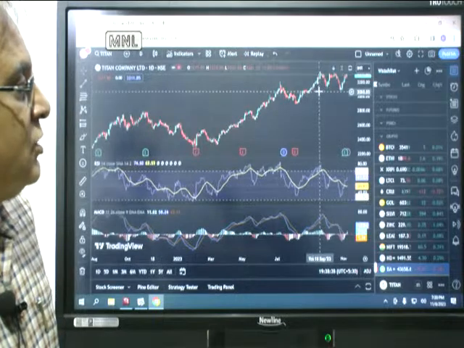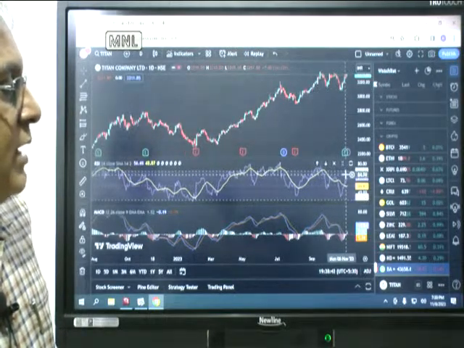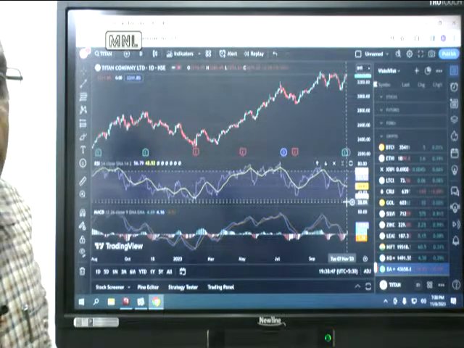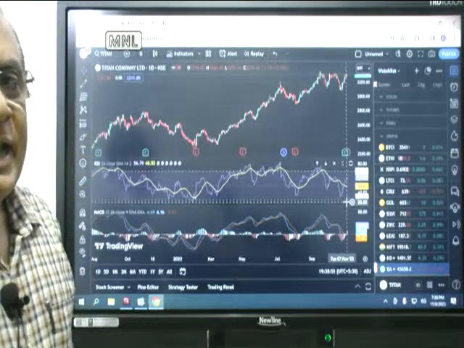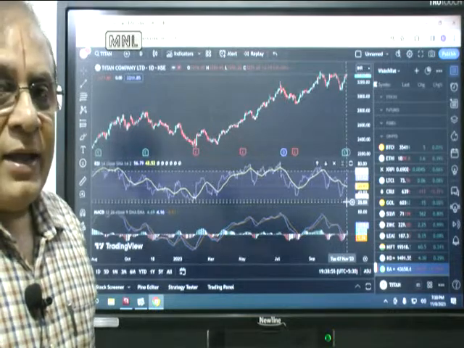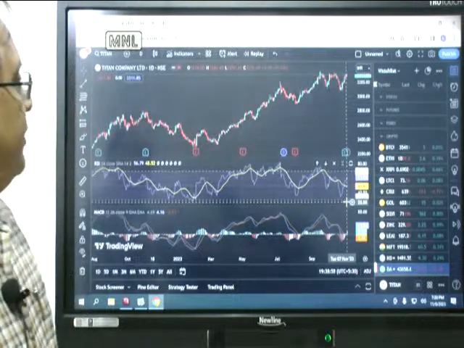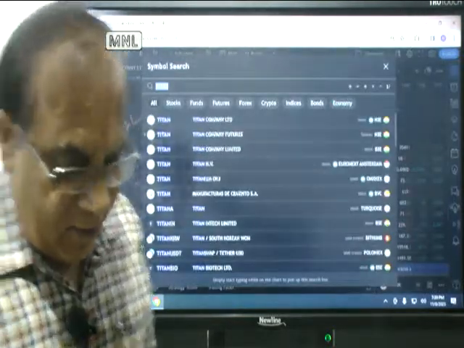Once it starts to clear this 3350, look for the divergence either in RSI or in the daily chart. There we probably need to be quite careful and look towards making some exit, and then look towards buying again at some lower level. Now let's look at some other mid cap stock like TVS Motors.